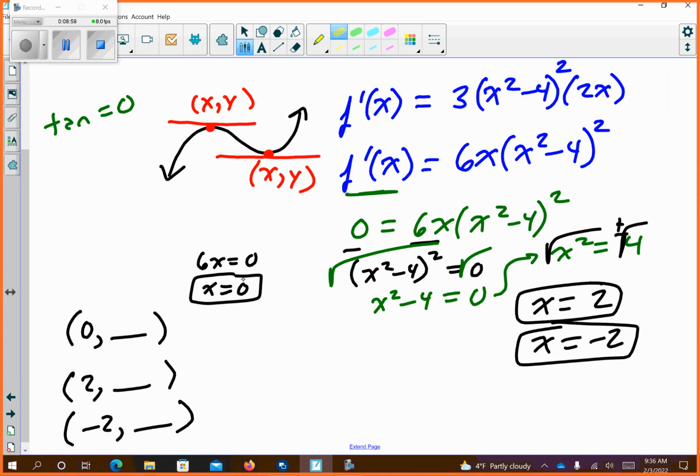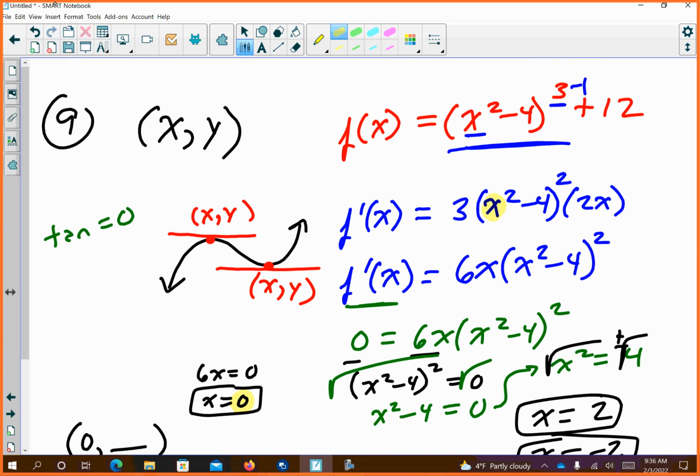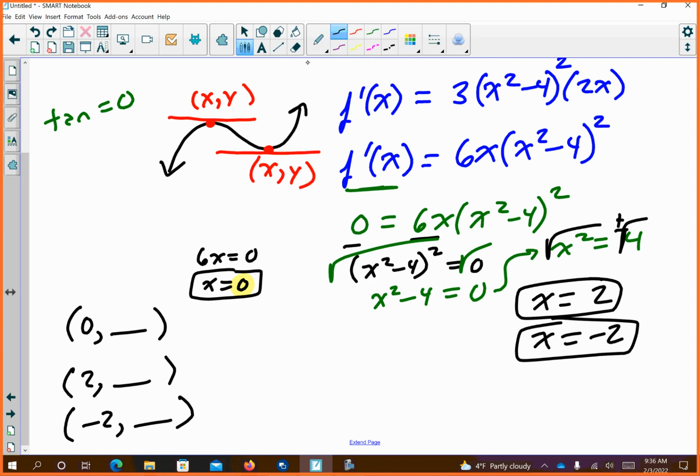So what I'm going to do is plug 0 back in. Oops, not into the derivative. Wrong one. I plug 0 back in here, and I'll plug in 2 and also negative 2. So my original equation on that problem was f of x equals (x squared minus 4) to the third plus 12.